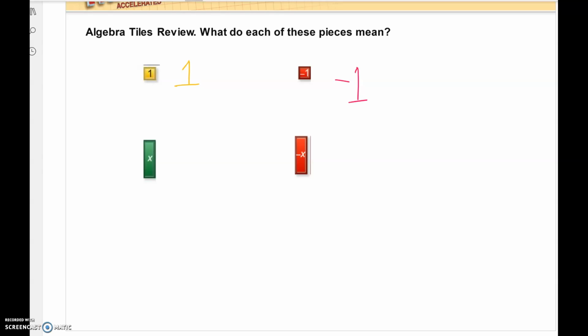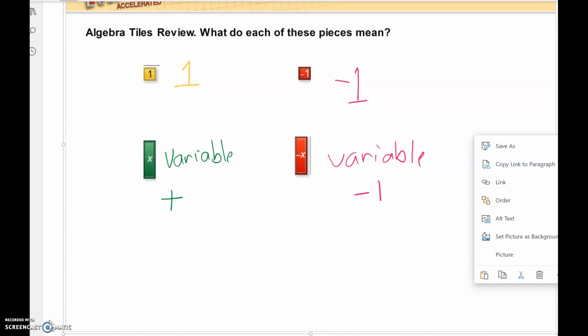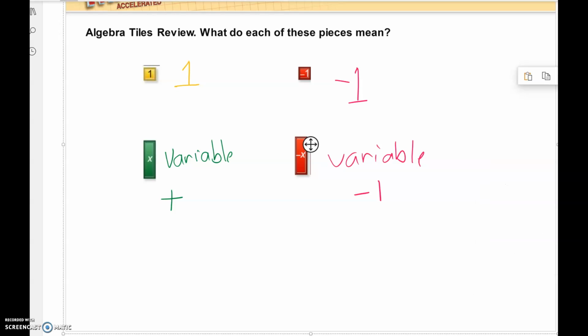Our big rectangle pieces are our variables. So we usually use X to represent a variable, but it could be any variable, okay? So it doesn't necessarily have to be X. This one would be positive, and then this one would just be our negative variable. So same thing, right? It doesn't have to be X, it can be any variable. Same rules apply, so it's still going to be positive or negative if it's on its green side or red side negative.